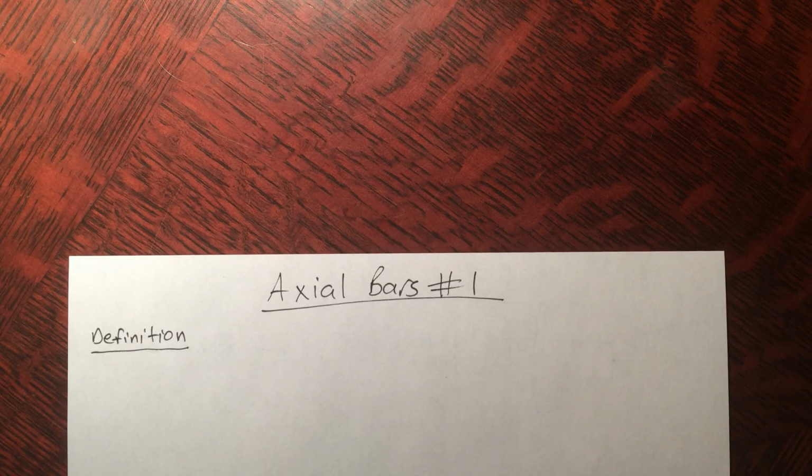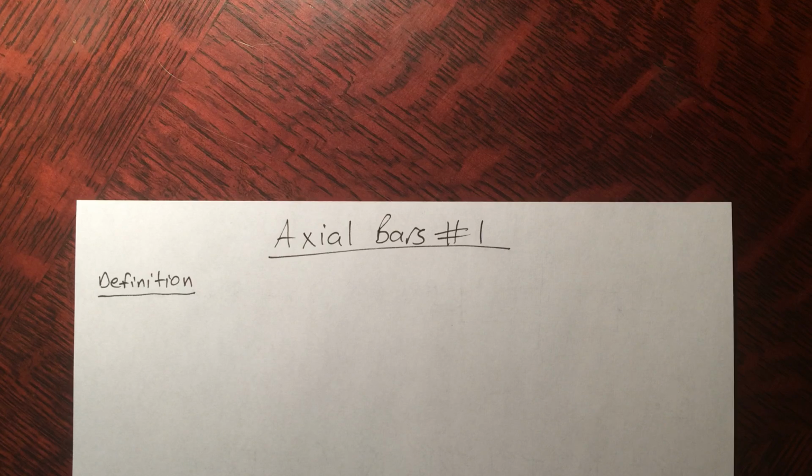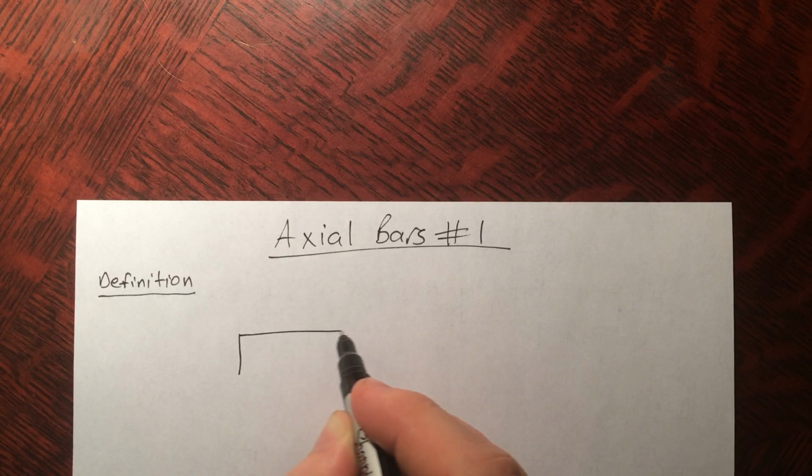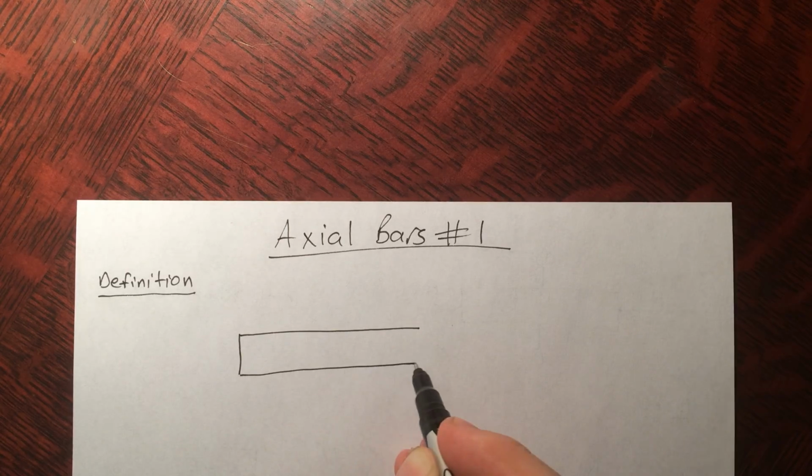The definition of an axial bar is basically a member that takes its loads parallel to its axes, usually a symmetrical axis. So let's get a drawing of that, because that sounds like a complicated definition.